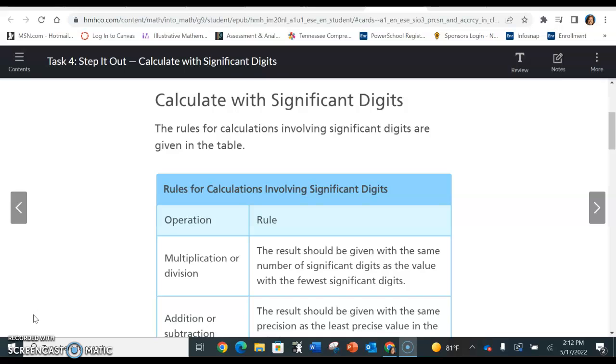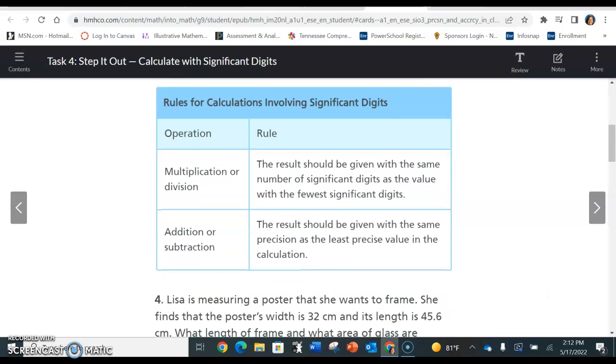Lesson 1.3, task 4. Calculate with significant digits. The rules for calculations involving significant digits are given in the table. Rules for calculating involving significant digits. All right, so for the operations of multiplication or division, the result should be given with the same number of significant digits as the value with the fewest significant digits. All right, so if you multiply a 1-digit number and a 2-digit number, then the 1-digit number has the fewest significant digits, so your answer should therefore be in 1 digit.